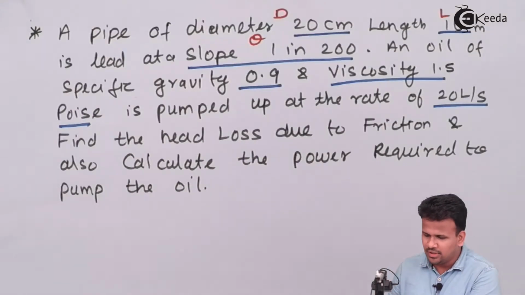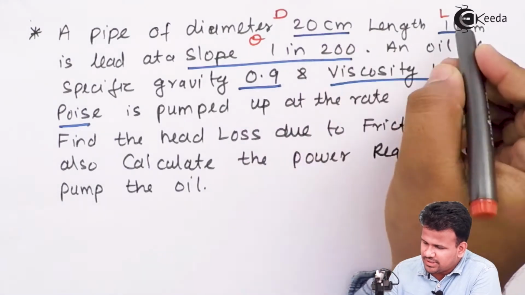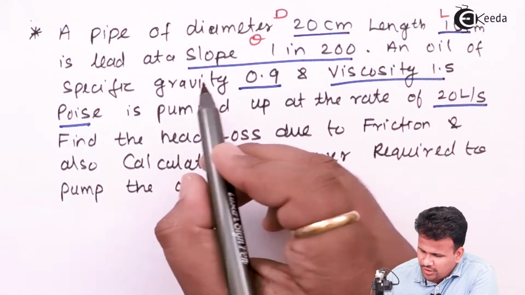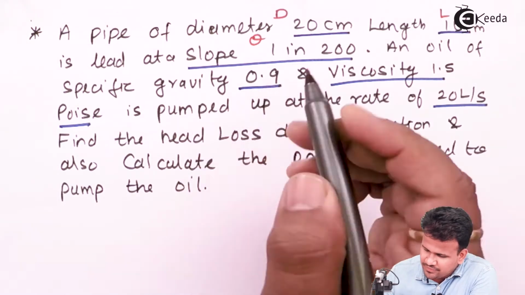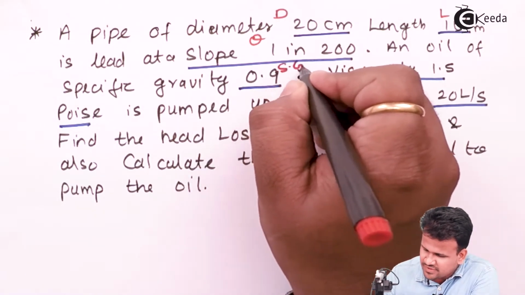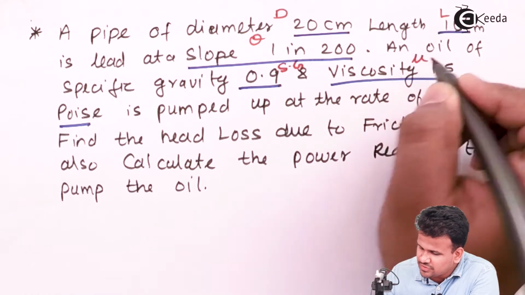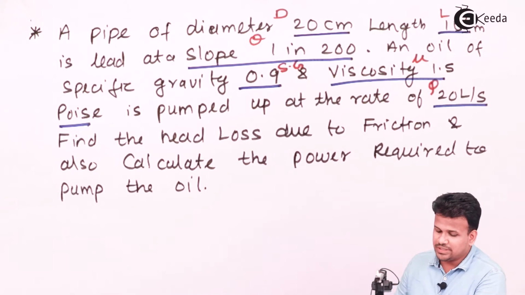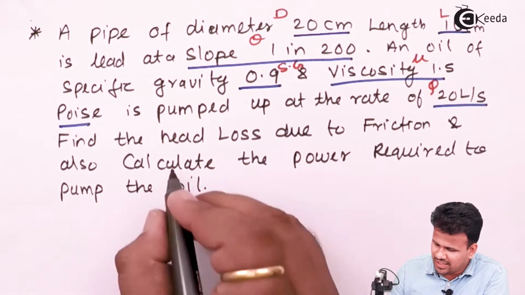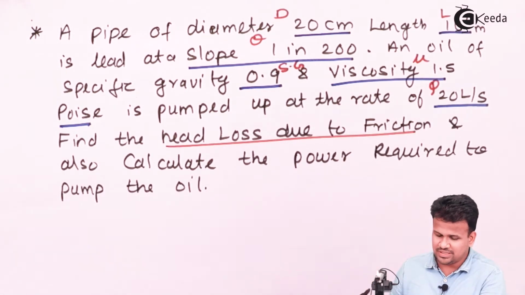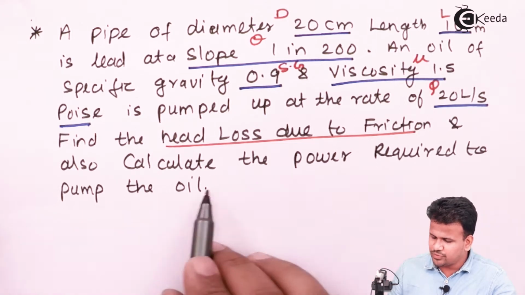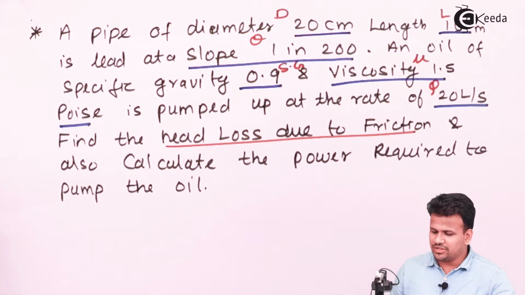We have diameter 20 centimeter, L is 10 raised to 4, theta is 1 in 200, and oil of specific gravity 0.9. Viscosity is given as mu, and pumped at the rate of 20 liters per second. So all these things are given to you. What we have to calculate is the head loss due to friction, that is frictional head loss, and the power required to pump the oil.